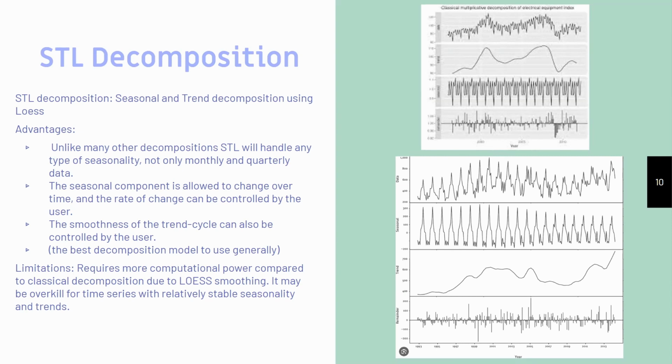For example, when I worked at RBC, since we used data that was business days, we would have a seasonality of 20 because there's on average 20 business days in a month. So that's why we would use STL decomposition versus regular decomposition.